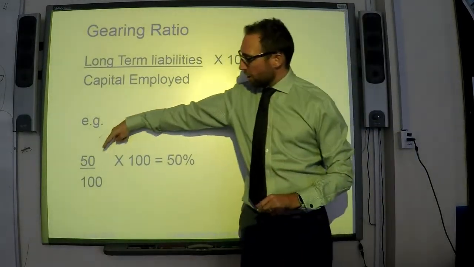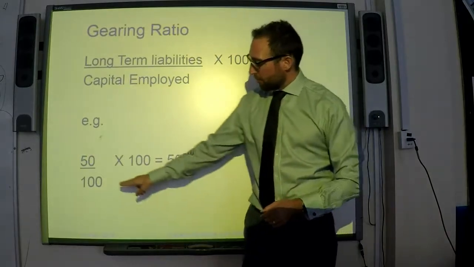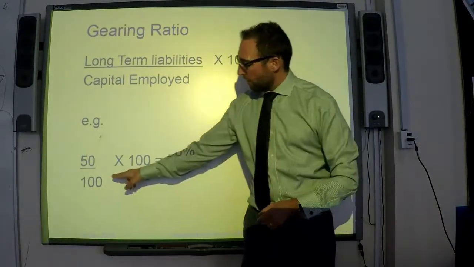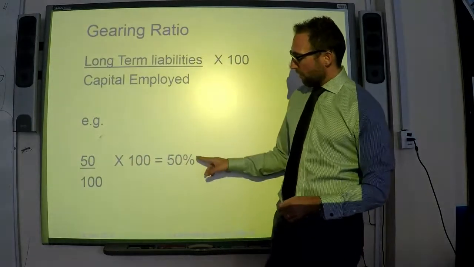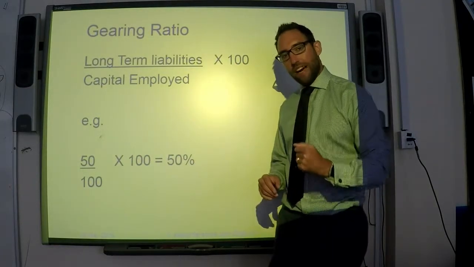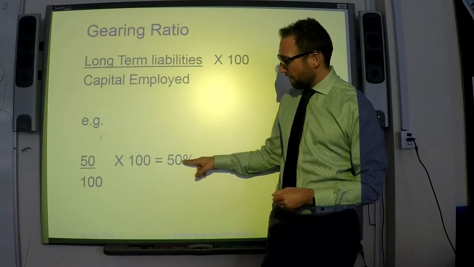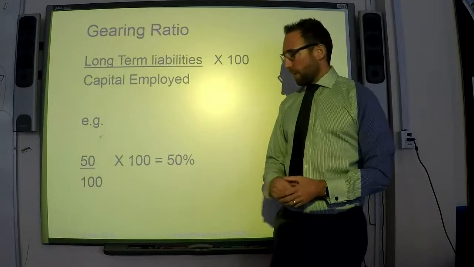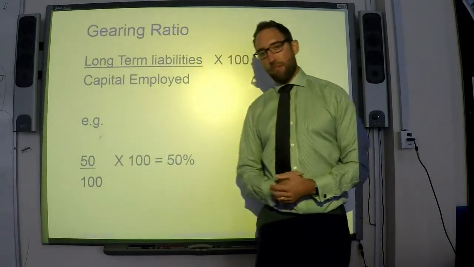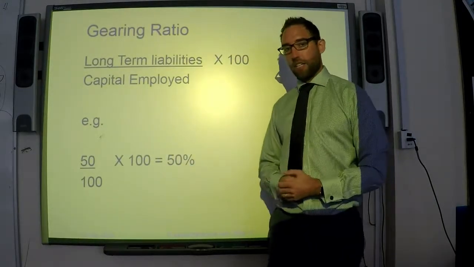So this business has got a loan of 50, and its capital employed is 100. So of all the money that this business is financed by, 50 divided by 100 times 100, of all of the money that this business is financed by, of all of its capital employed, 50% of it is coming from a loan. 50% of this business's money has to be repaid. So that is a very, very bad gearing ratio.